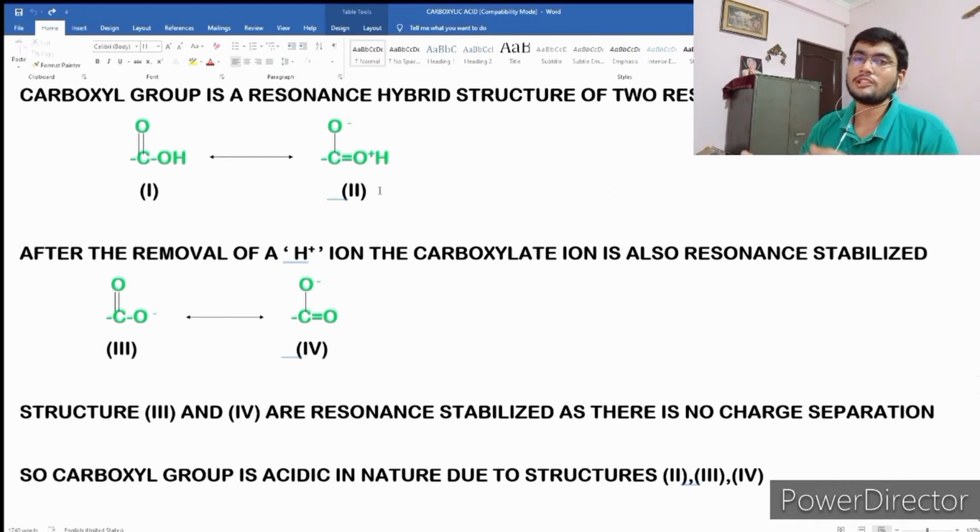Because there is charge separation, it will create a potential difference, and because it will create a potential difference, the energy of this structure will rise, so it will lead to instability. Whereas in these structures there is no charge separation, so no potential difference will develop, so there will be no increase in energy. So these are stable structures as compared to this. So you see that the conjugate base is quite stable. So this means that the carboxylic acid should be a good acid.